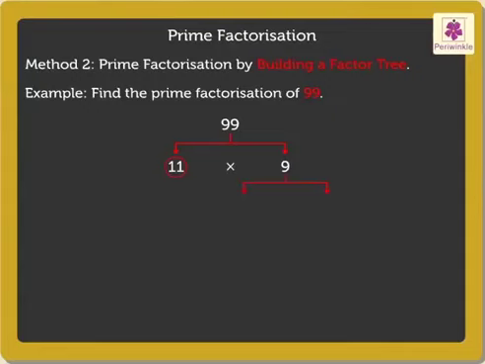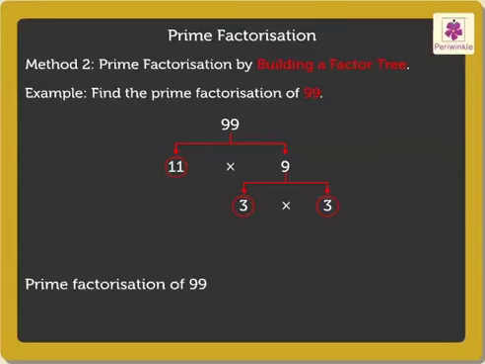It can be written as 3 into 3. 3 is a prime number. Now, we see that all the factors obtained are prime numbers. Thus, we express the number 99 using its prime factors as 3 into 3 into 11.